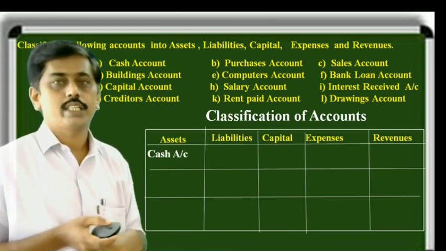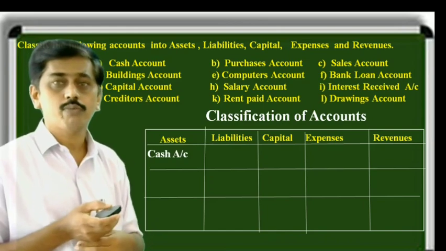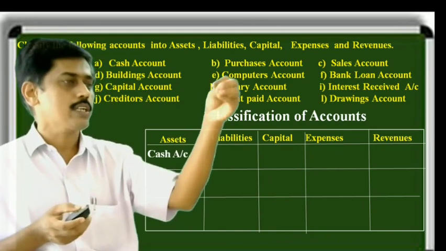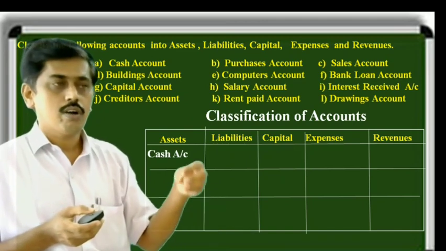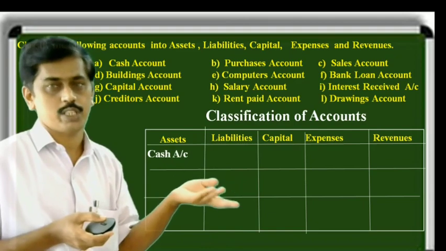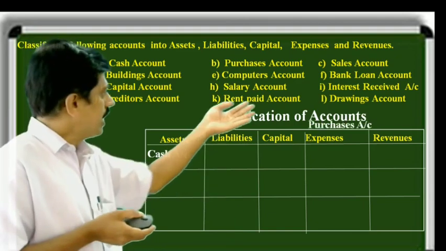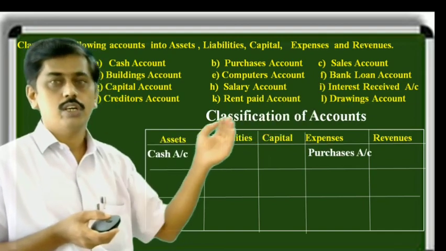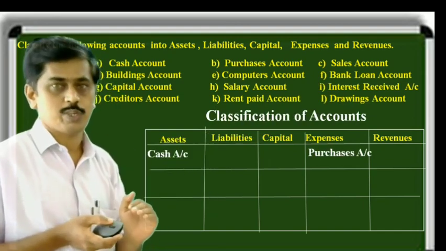Go to the second one, that is purchases account. What type of account it is? Purchases account. Business purchase goods and gives money. What it is? It is expense. Purchase is an expense. So it comes under expenses account. Purchase is an expense, business expense. So purchases account, expenses account.